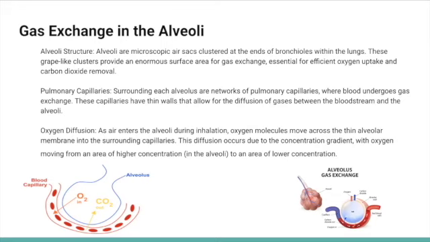Oxygen diffusion. As air enters the alveoli during inhalation, oxygen molecules move across the thin alveolar membrane into the surrounding capillaries. This diffusion occurs due to the concentration gradient, with oxygen moving from an area of higher concentration in the alveoli to an area of lower concentration in the capillaries.